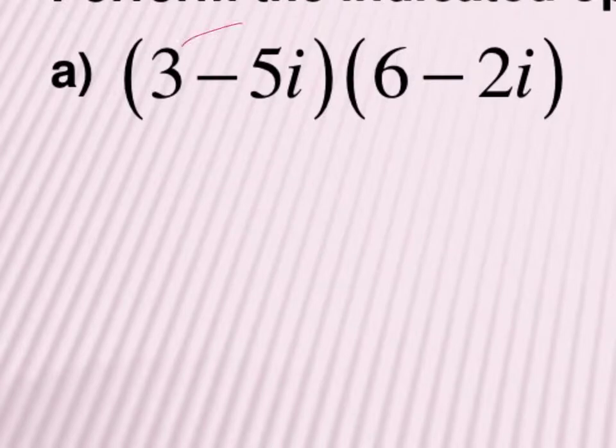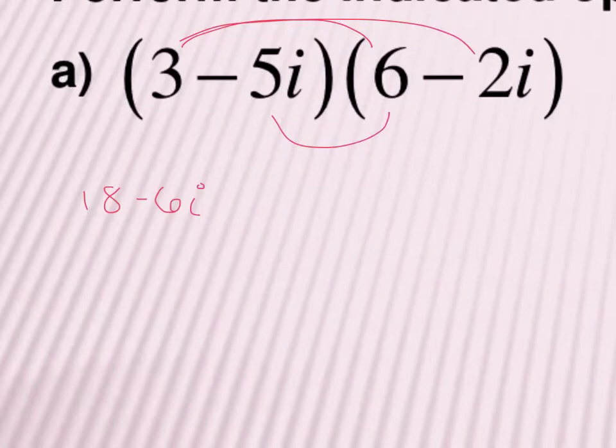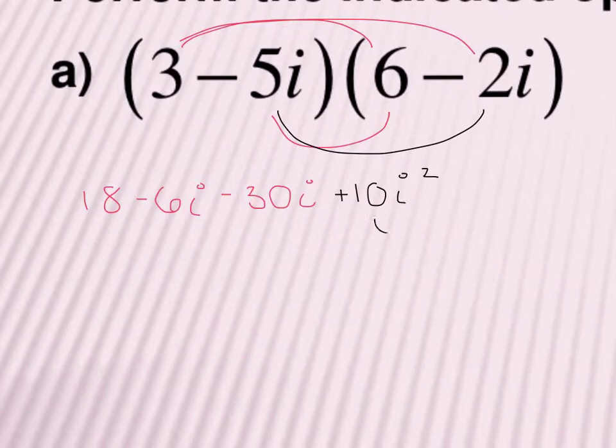So remember first, 3 times 6 is? 18. 3 times -2i is? -5i times 6 is? And then my last term, I have -5i times -2i. Good, it's 10i squared. But what do I know about i squared? It's -1. So here, what's really going on is 10 times negative 1. So that is what?